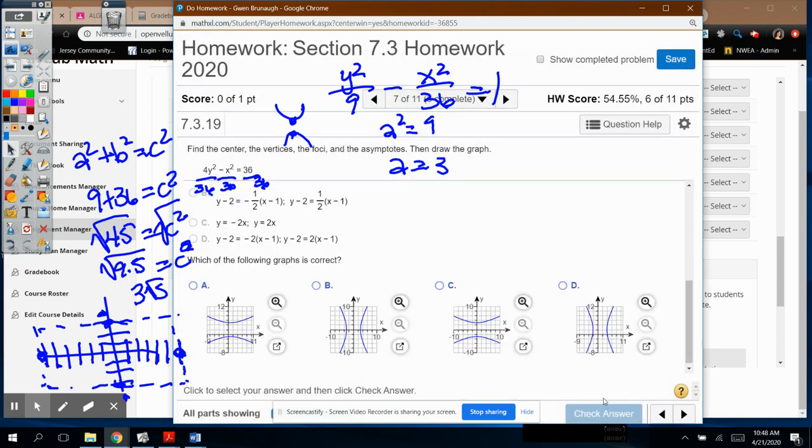And let me graph it. Okay, so it's going in the y direction, the up or down. So that means I'm only at A or C. This one is harder because they don't really show me the backs. This does not have center 0, 0. So it has to be C. It's not harder at all. It has to be C.